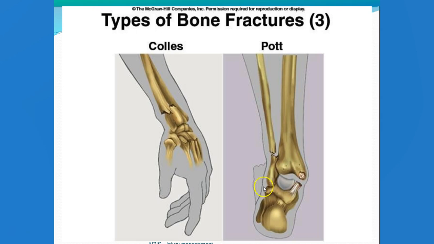Pott fracture, probably aptly named. This one could happen in a pothole, but it's actually named after the person who diagnosed it first. So we've got a pretty violent sort of lateral shift in the ankle here, and which came first is sort of a chicken and egg scenario.